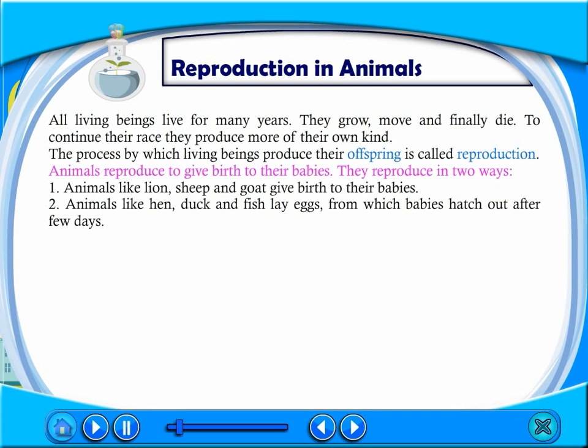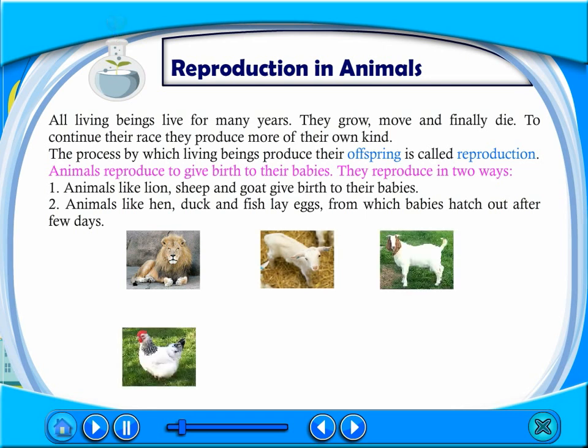Animals reproduce to give birth to their babies. They reproduce in two ways. Animals like lion, sheep, and goat give birth to their babies. Animals like hen, duck, and fish lay eggs from which babies hatch out after a few days.